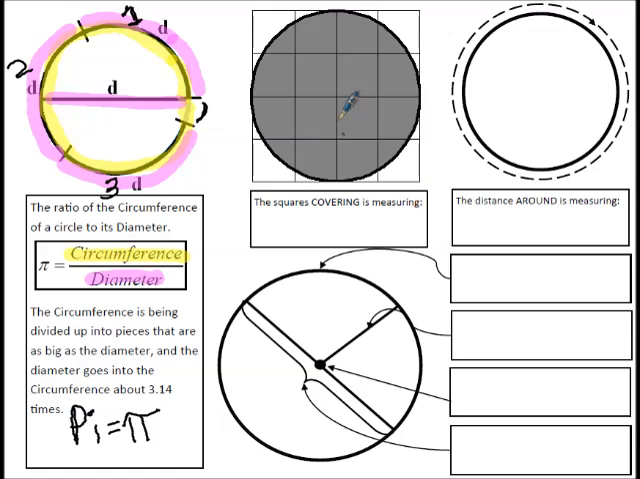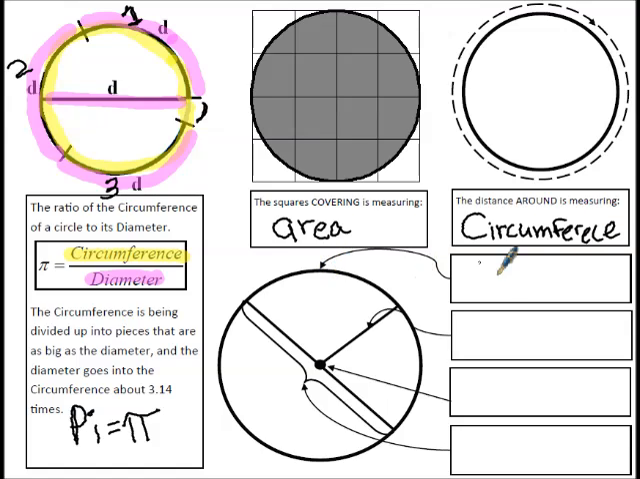The squares covering a circle is measuring the area. We need to remember that area is always covering any shape or any surface. And the distance around the circle is measuring circumference. So basically the perimeter of the circle, or the distance around: if I take a string and wrap it around and lay it out, I can measure with a ruler what the circumference of that circle is.